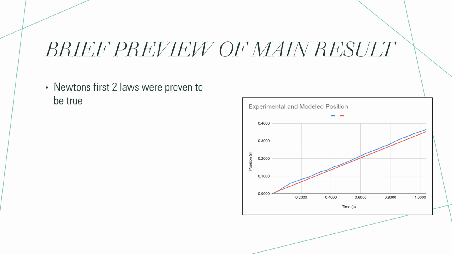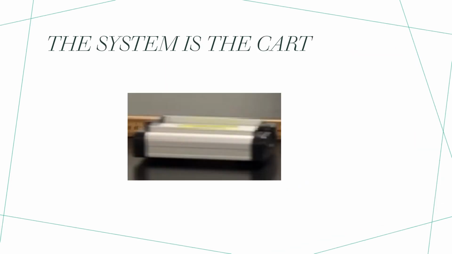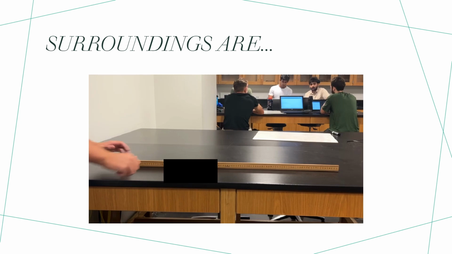A brief preview of the main results. Newton's first two laws were proven to be true because, as we see, this red line is the model of what it should be, and the blue is the experimental data, and they're pretty darn close. So obviously it's not a perfect simulation in the real world, so it's not going to be exact, but it's very close. The system is the cart, and the surroundings are everything else.